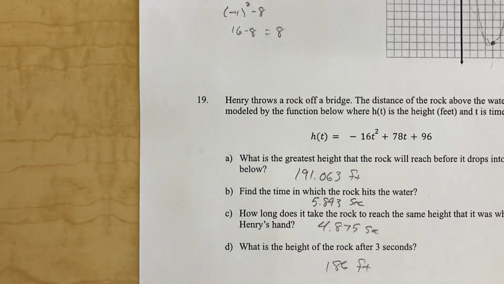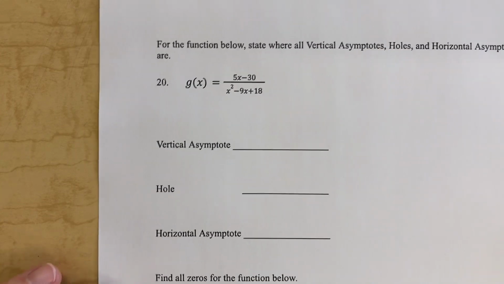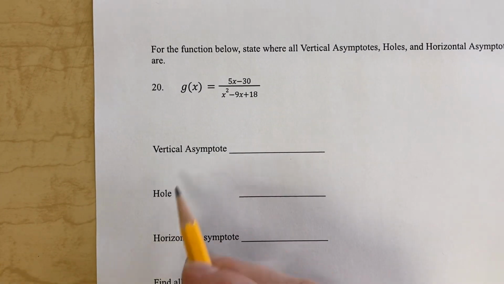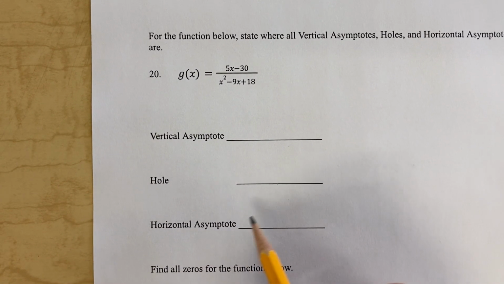So, a good little problem that goes through all the different things about graphing those lines. All right, number 20 wants to know where vertical asymptotes, holes, and horizontal asymptotes are located.